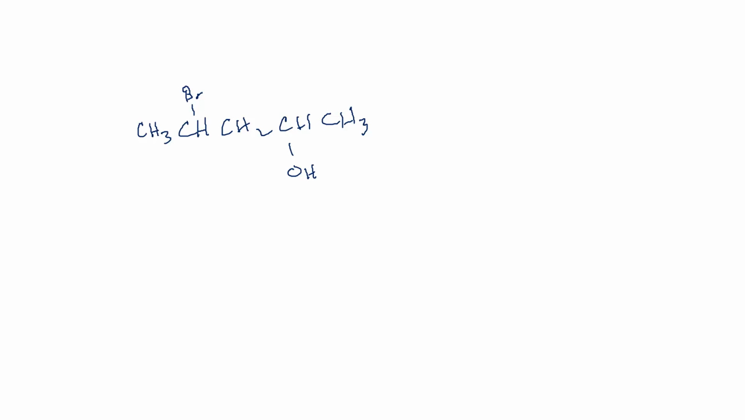So let's name this compound. First of all, when you're looking at it, look at the longest chain. So 1, 2, 3, 4, 5 carbons long. So we know we're dealing with pentanol. Now, here's where we have a problem. The bromine is on, right now, the second carbon, and the hydroxyl group is on the fourth carbon. So which one takes precedence? The hydroxyl group or the bromo group? Well, the hydroxyl group takes precedence.